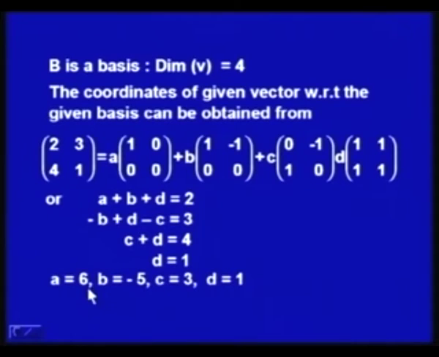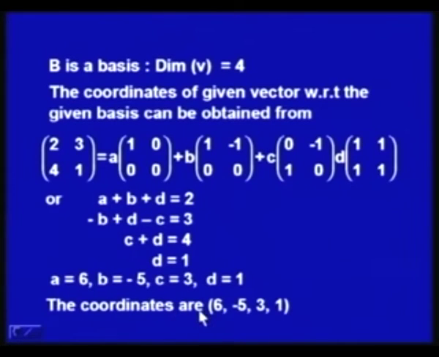We will have A equal to 6, B equal to minus 5, C equal to 3 and D equal to 1. So, we can get the solution from this set, and that means the coordinates with respect to the given ordered basis are: A is equal to 6, B is equal to minus 5, C is equal to 3 and D is equal to 1. So, the coordinates are 6, minus 5, 3 and 1. This example illustrates how to find coordinates with respect to a given basis.